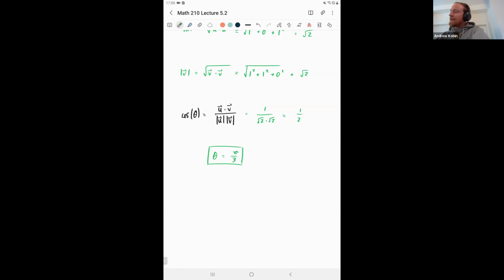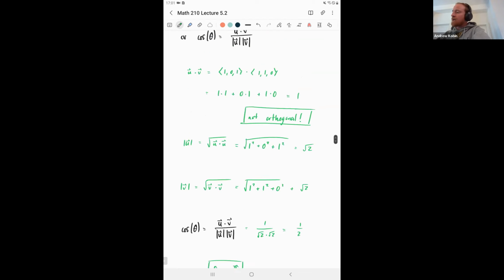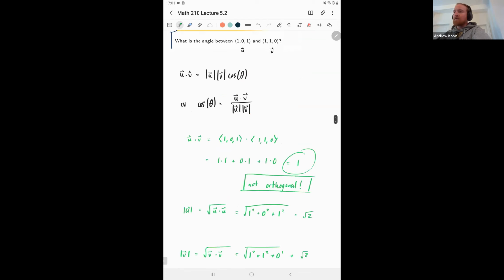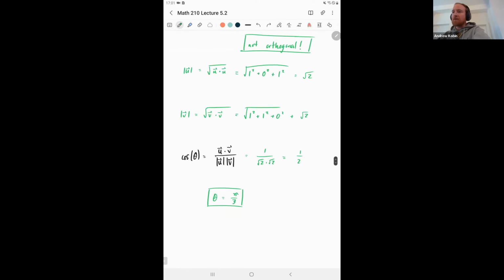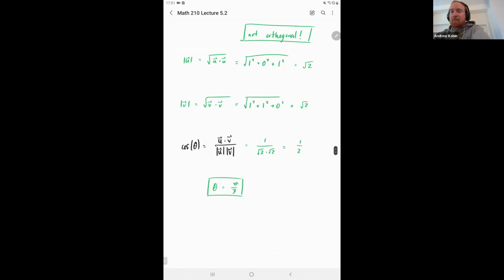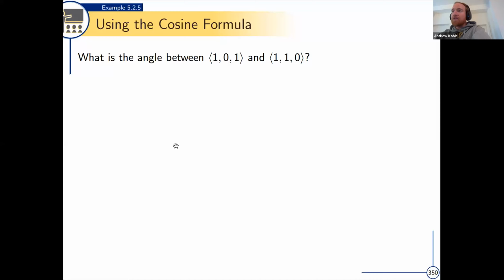So in this case, the angle between these two vectors, both of length square root of 2, is equal to pi over 3 radians. So they form an acute angle. And the reason that we knew it was acute, if you look back at the theorem, was we got a positive dot product between them. So there we go. There's an angle computation using the cosine formula. Like I said a couple times, this cosine formula knows everything there is to know about angles and geometry between two different vectors.